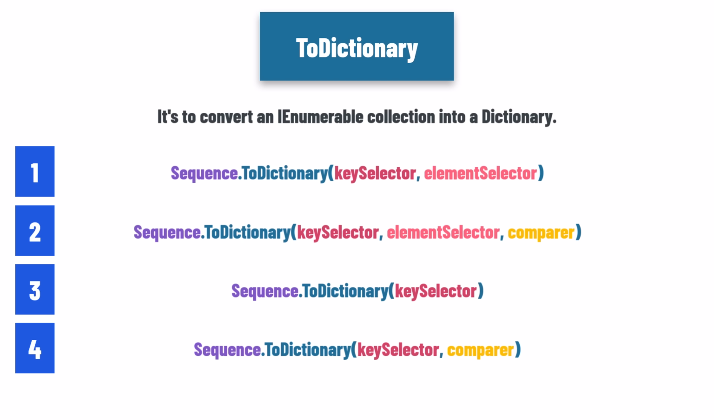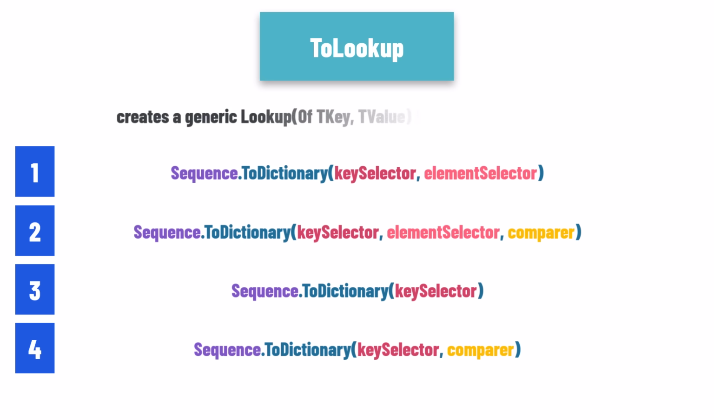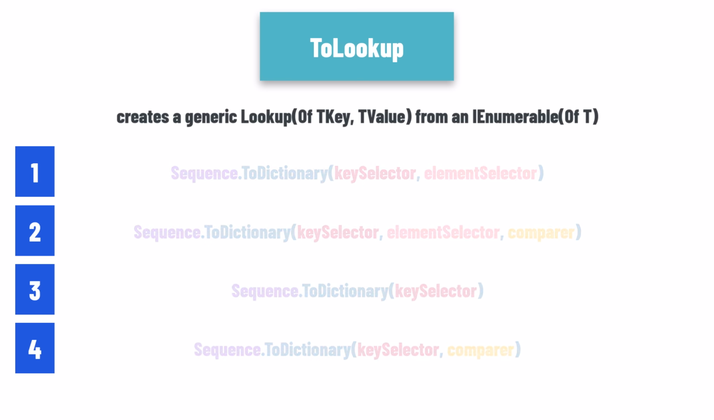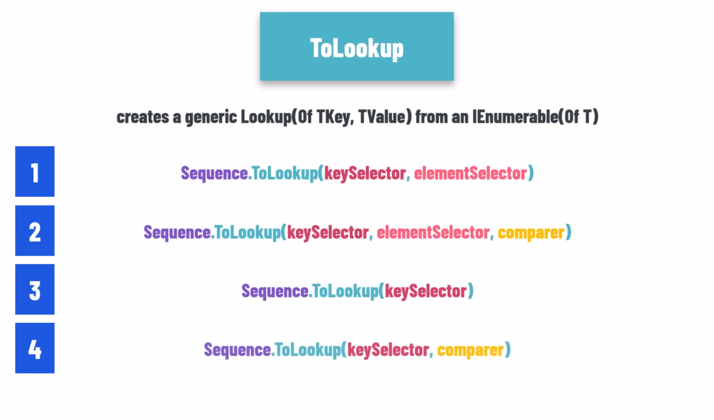Let's now move on to the second method, ToLookup. This method creates a generic lookup of TKey, TValue from an IEnumerable of T. So, it's to convert an IEnumerable collection into a lookup. It has also four overloads, which are exactly the same as the overloads of ToDictionary method. The first two overloads are to select the keys and the values. The second two overloads are to select only the keys. The second and the fourth overloads contain a comparer to compare the keys. The output of this method is of type ILookup of TKey, TValue.